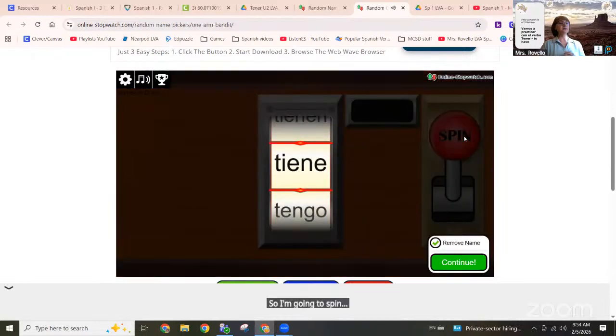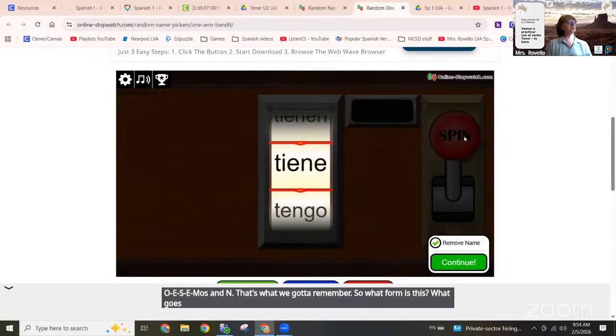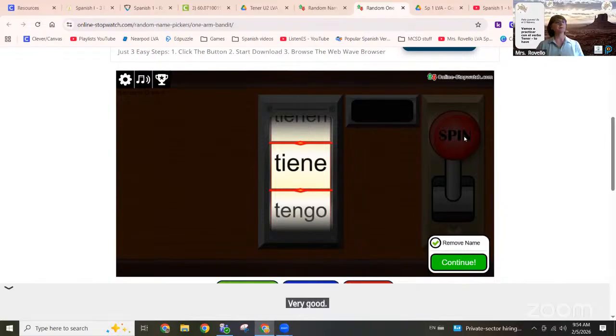Okay, so pop it in the chat, or you can feel free to unmute. What goes with this one? I'm kind of thinking backward. O, es, e, emos, and en. That's what we got to remember. So what form is this? Which one does this go with? Very good, Heaven. Muy bien. Anybody else? Yes, muy bien, Stacy.